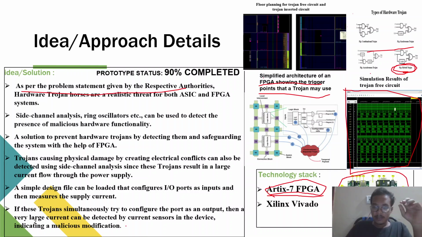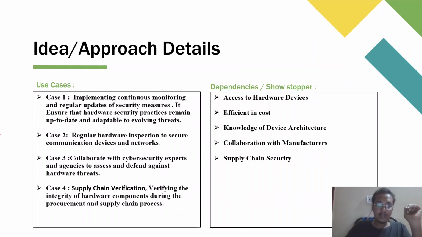So I hope you understood this idea proposed by us, and our prototype is almost 90% completed. We have run the simulations and I have projected the screenshot for that also. Next, coming to the use cases, as you can see, these are the use cases, like implementing continuous monitoring. We can monitor continuous and regular updates from the security measures. The Trojan analysis will be done in simulation, but as I said before, regular hardware inspection can also be done to secure communication devices.